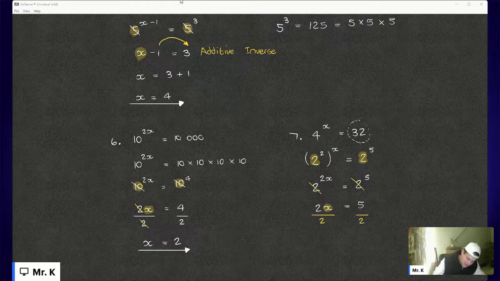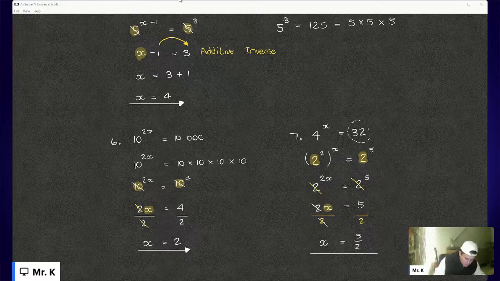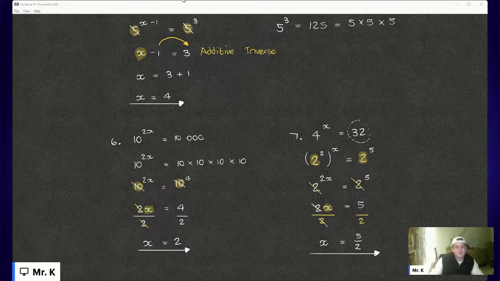On the left-hand side, our 2's are going to cancel, leaving us with just x, and 5 over 2 is the unknown value that we were looking for. Okay, so be aware that you sometimes do have to put in a little bit of extra thinking and manipulate not just one side of the equation, but both. All right, I hope that that makes sense, guys.